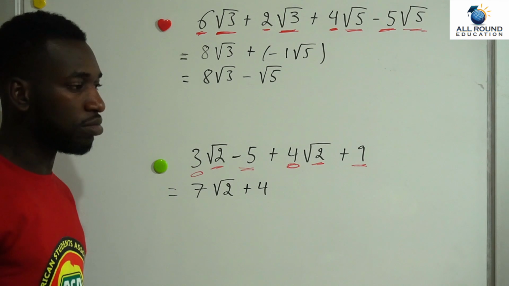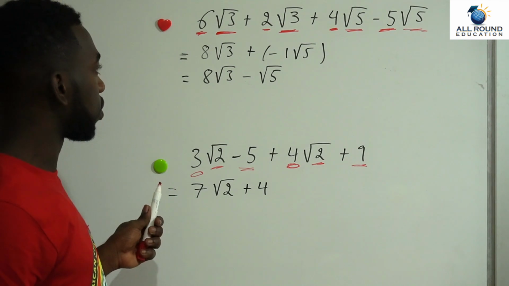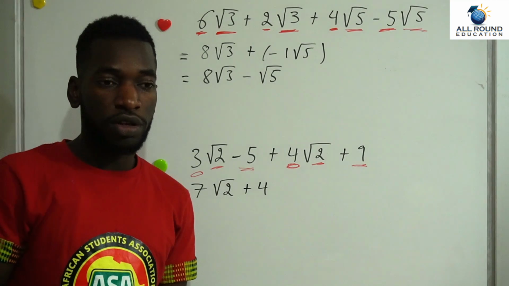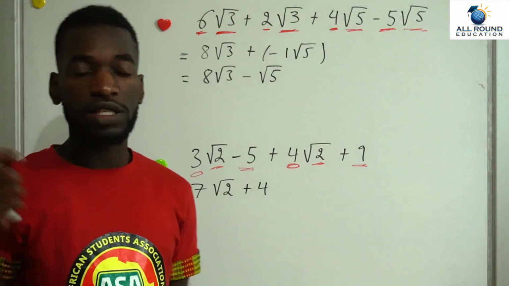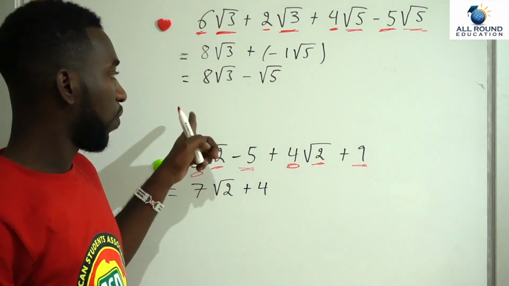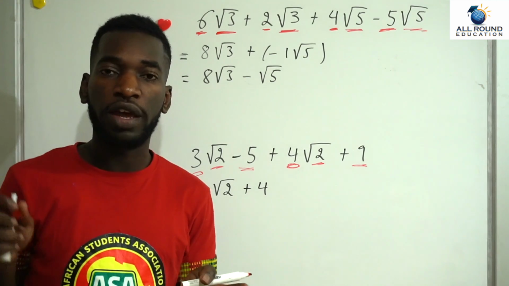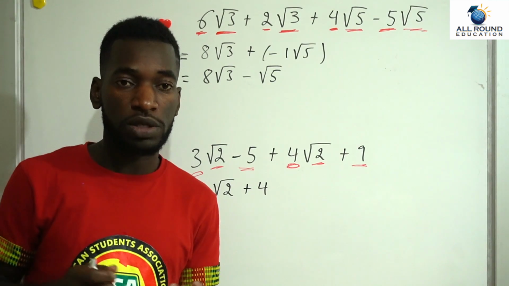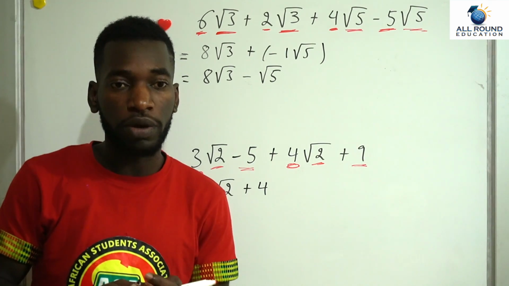I hope this is really straightforward. However, there are some more complicated examples, and we'll look at those in a future video. If you have any questions, leave them in the comment section below and I'll get back to you as soon as I can. In my next video, we'll do a few more examples on this, and also look at multiplication and division of surds, to see how different they are from the normal algebra that we're doing.